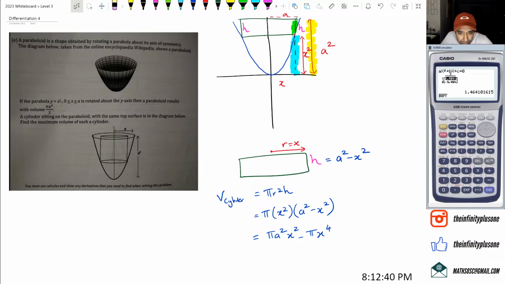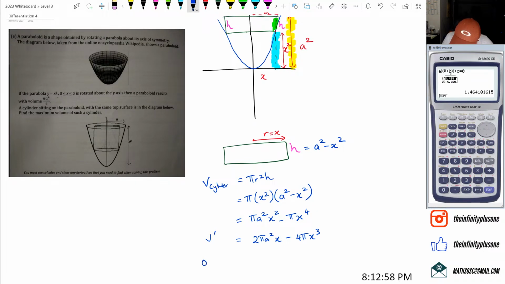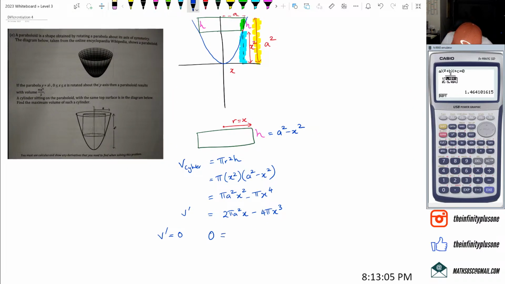Now we've got to figure out what the maximum volume of the cylinder is. So we're going to differentiate it. When we differentiate it, we get 2 pi a squared x minus 4 pi x cubed. And we're going to put that equal to 0, because when we set the derivative equal to 0, we find the maximum or minimum. So 0 is equal to 2 pi a squared x minus 4 pi x cubed.